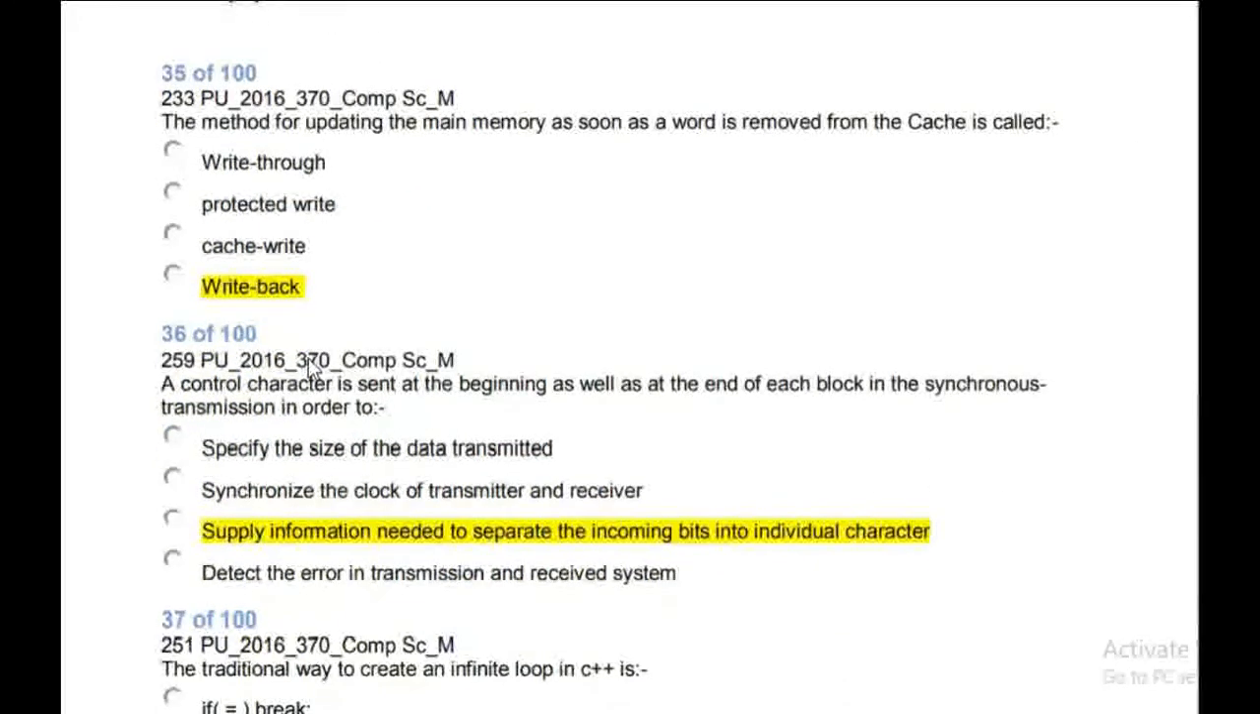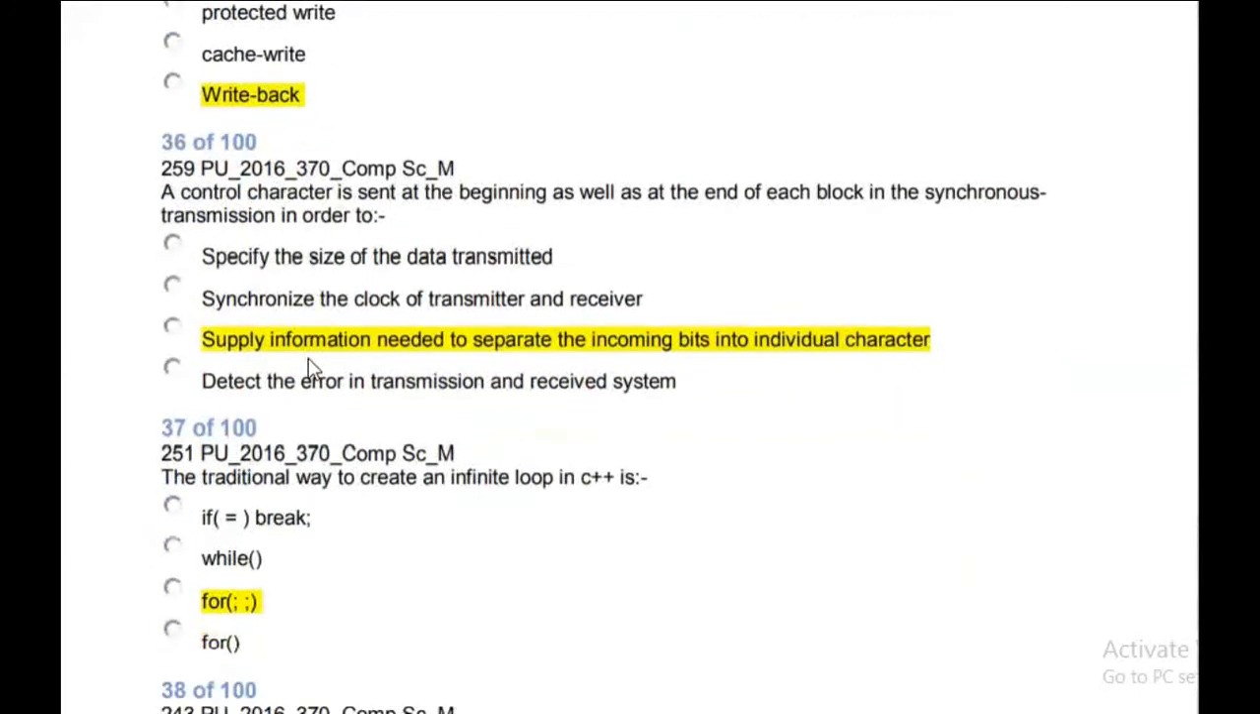Question number 35. The method for updating the main memory as soon as a word is removed from the cache is called write back. Option D is correct.